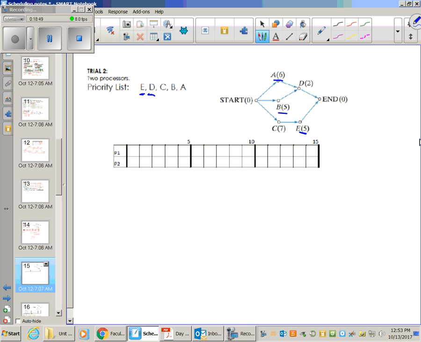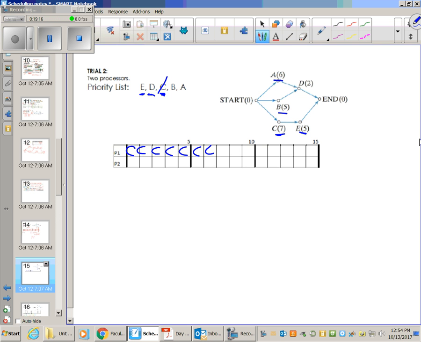So if I go to C and look at C on our graph, well, C is ready. It's coming straight off the start. It has no precedence. So we're going to give P1 C. 1, 2, 3, 4, 5, 6, 7. And a processing time of 7. So we're good with C. Once you finish with a task on your priority list, go back to the beginning. See if that makes it so you can do one that you previously skipped.